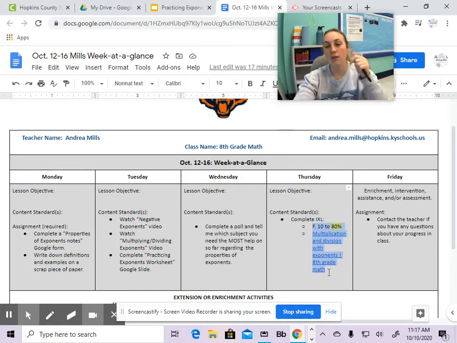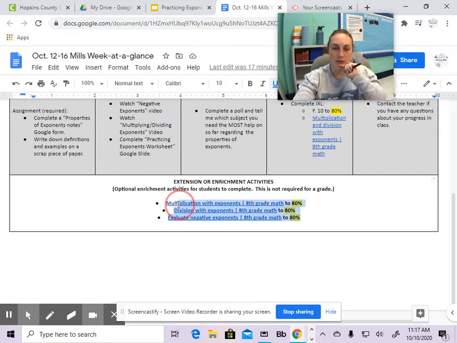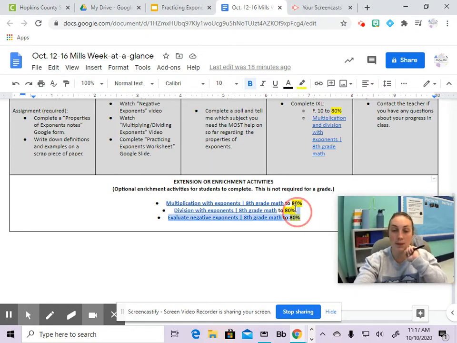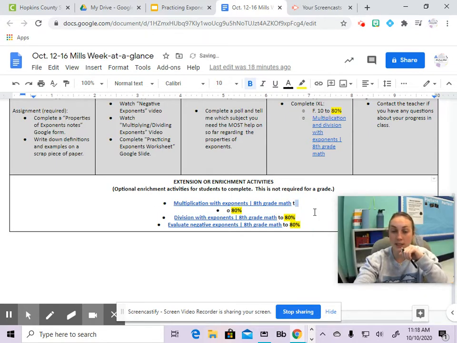On Thursday, all you have to do is complete an IXL based on what we learned these first 2 days to an 80%. Here are your enrichment activities. They are not mandatory. This is just if you want extra help or if you want extra practice. I highly recommend you doing them, but again, they are not mandatory. They will be for bonus points though, okay? So if you want to do that, they're for bonus points, each of them to at least an 80%. The higher you get, so if you get 100% of them, the more bonus points you would get, okay? But the requirement to get bonus points is this 80%.